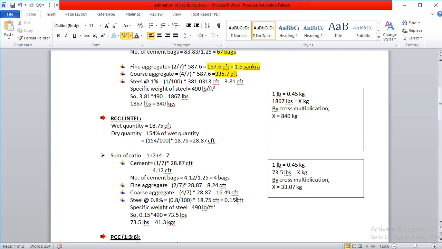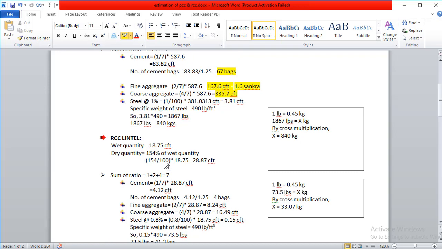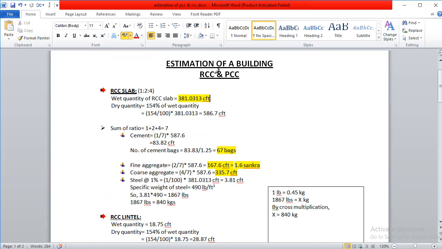Convert this into pounds, multiply it with the specific weight of the steel, which is 490 pounds per cubic feet, so I'll get 73.5 pounds of steel that is being used in this RCC lintel. Okay, so convert this pound into kg, multiply it with 0.45. Here I just did a simple calculation. I get the steel that is being used in the RCC lintel as 33.0507 kg. Okay, so here the RCC work is done for this lesson.